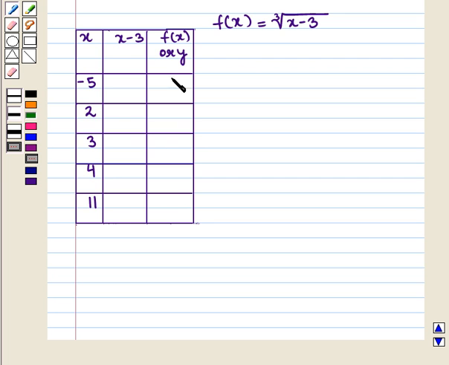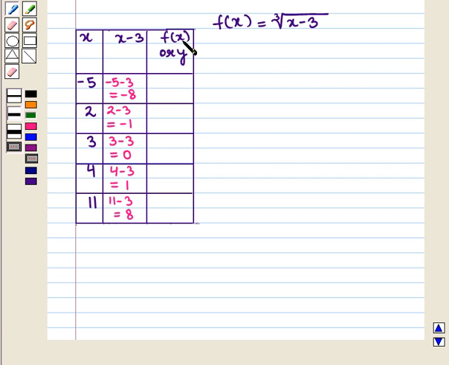Now in the second and third columns, we shall find the values of x minus 3 and f of x for these corresponding values of x. So for x is equal to minus 5, x minus 3 will be minus 5 minus 3, that is minus 8. For x is equal to 2, x minus 3 is 2 minus 3, that is equal to minus 1. For x is equal to 3, x minus 3 will be 3 minus 3, that is equal to 0. For x is equal to 4, x minus 3 is equal to 4 minus 3, that is 1. And for x is equal to 11, x minus 3, that is 11 minus 3, will be equal to 8.